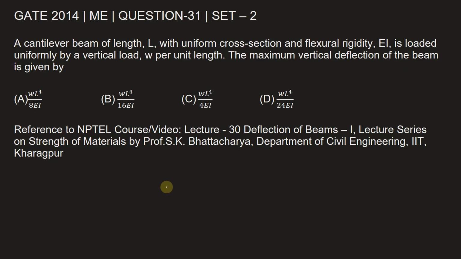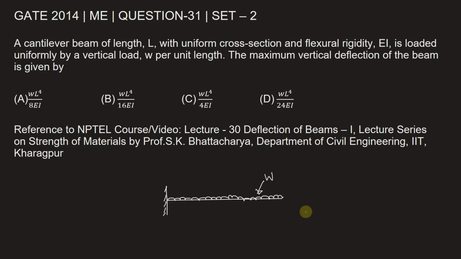So it's given that a cantilever beam is subjected to uniformly distributed load W per unit length. Unit of load is not given. We can assume it to be units per unit length. We need to find out the maximum vertical deflection of the beam.